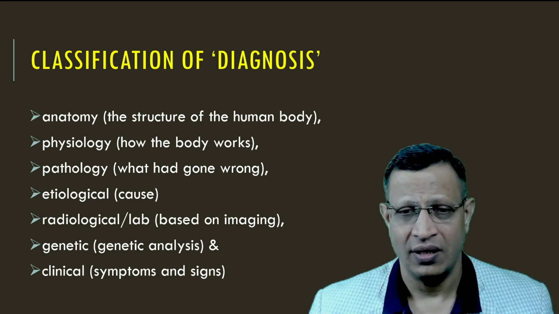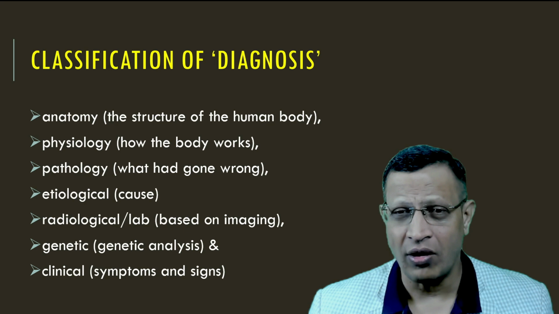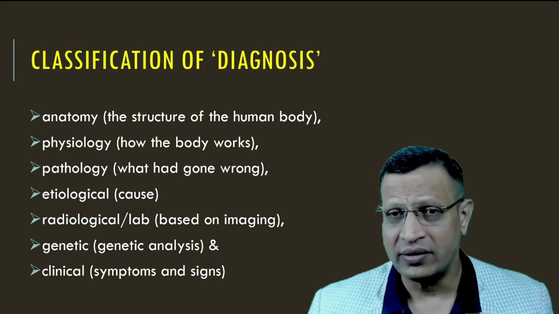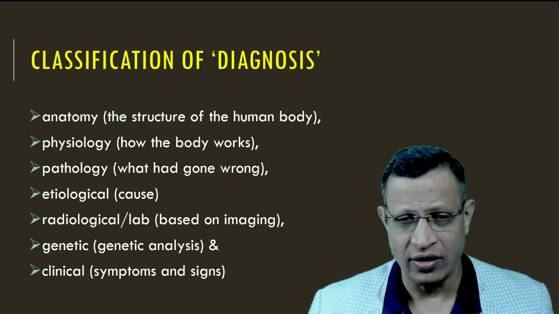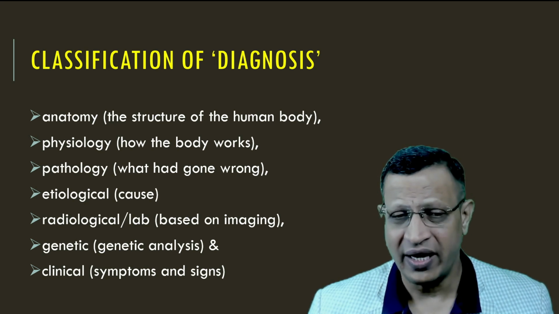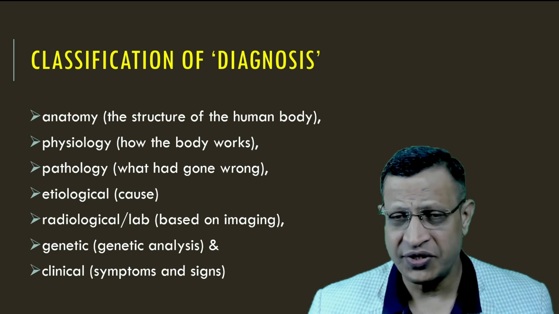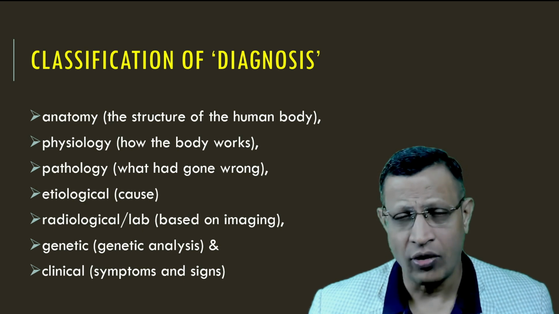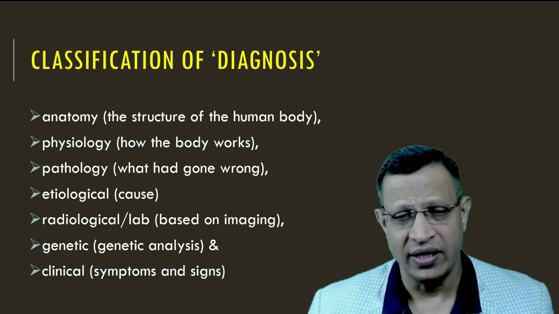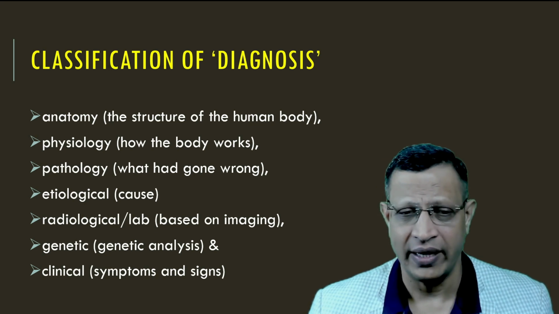Similarly, physiology, how the body works, based upon that, sometimes we make a diagnosis. Pathology, based upon the pathological slides, what we see, on that also we make a diagnosis. Etiological, based upon the cause, we make a diagnosis. Radiological diagnosis or a lab diagnosis. The patient may not have any symptoms, but on radiology or on CT scan or MRI, he may have certain disease. So it may be considered as a radiological diagnosis or maybe lab diagnosis.